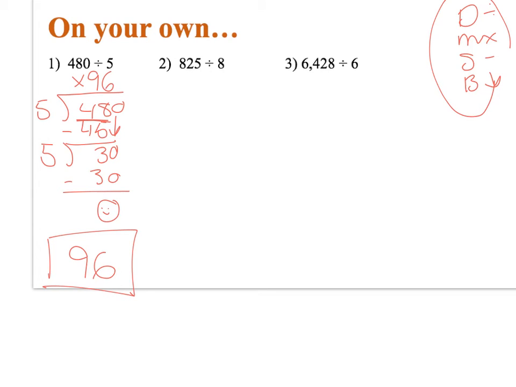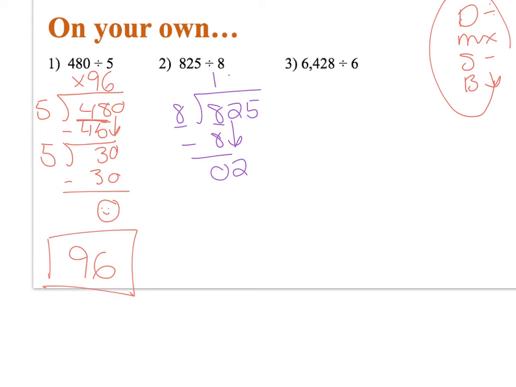Problem 2. 825 divided by 8. Step 1, divide. 8 divided by 8 is 1. Step 2, multiply. 1 times 8 will give me 8. Step 3, subtract. 8 minus 8 is 0. Step 4 tells me to bring down the 2.